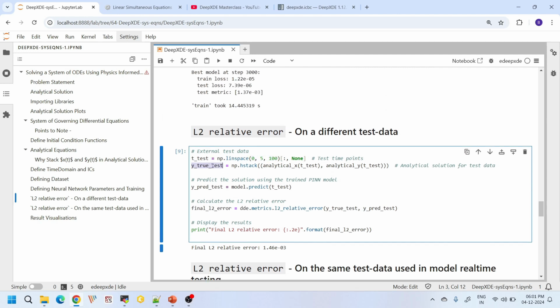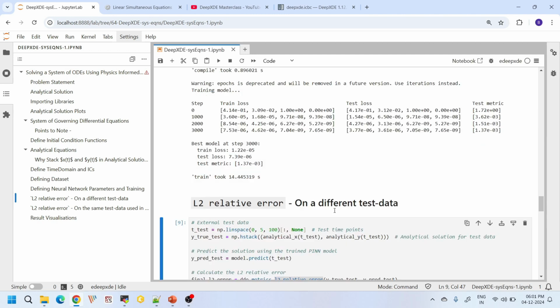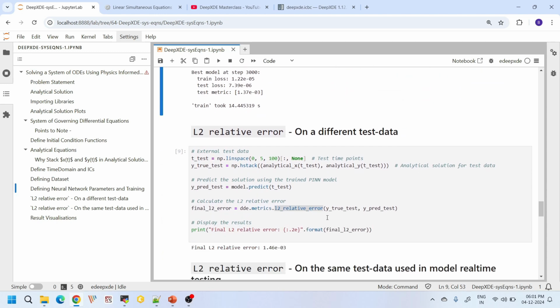If I generate the analytical solution for these test values, and generate the PINN solution for the same test values, and evaluate the relative error using the L2 relative error, I get some 1.46e-3. But the value reported during training is 1.37e-3, and these values are different.